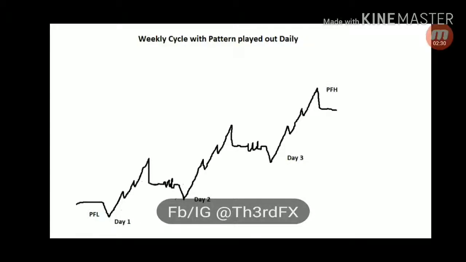But in the meantime, I certainly hope that this visual interpretation of the pattern being played out within a weekly cycle is helpful. Now, if you just want to look at a daily cycle, just look at the example of one of those days, because that's all it is. That's all the market does. I've mentioned time and time again that the market is fractal in nature, and it will continue to play out in the way that it does each day.